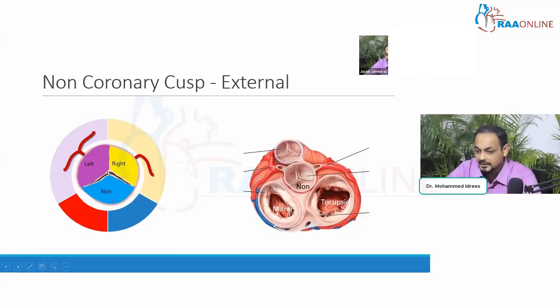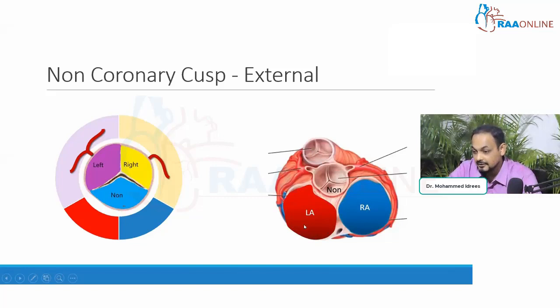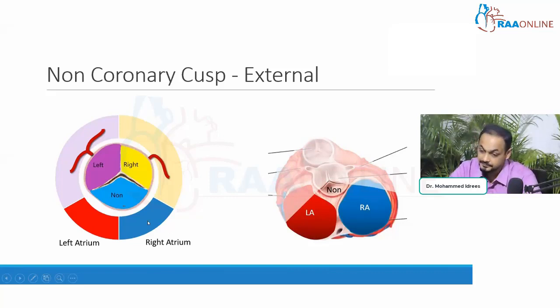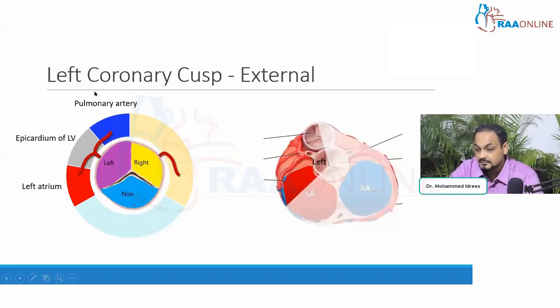So we have the three cusps here. We'll go by each cusp. The non-coronary cusp is positioned here. We have the left atrium and the right atrium. The non-coronary cusp is in relation to the left atrium and the right atrium on both sides. Then we have the left coronary cusp, with the coronary artery. At this juncture, towards the non-coronary we have the left atrium, and towards the right coronary we have the pulmonary artery. In between is the left coronary artery, and there is no other structure except the epicardium of the left ventricle.